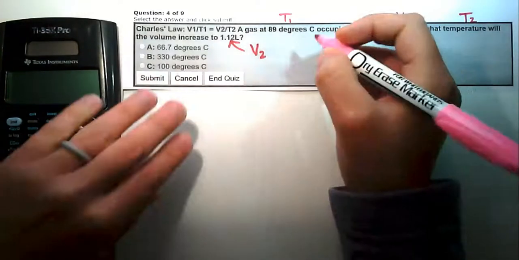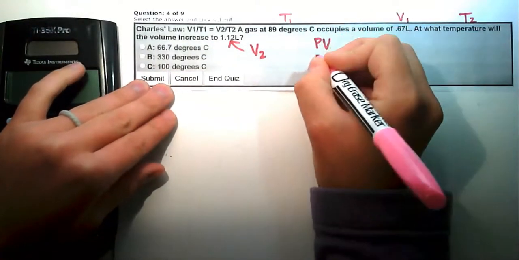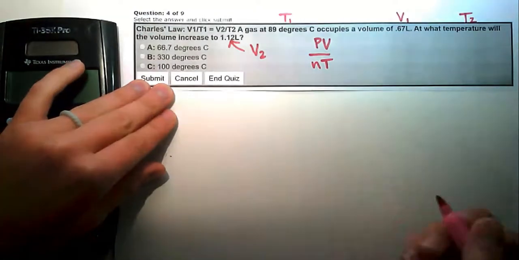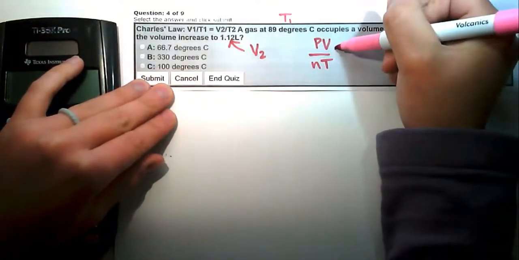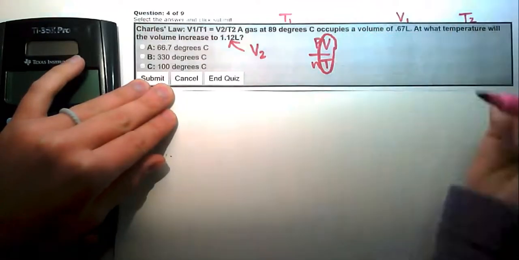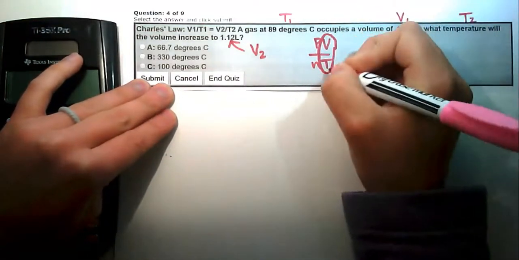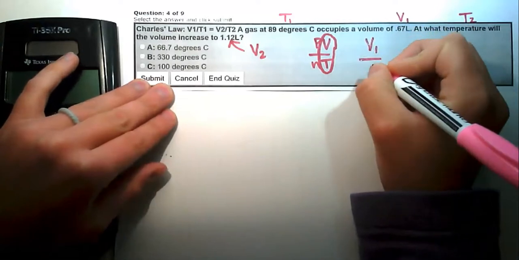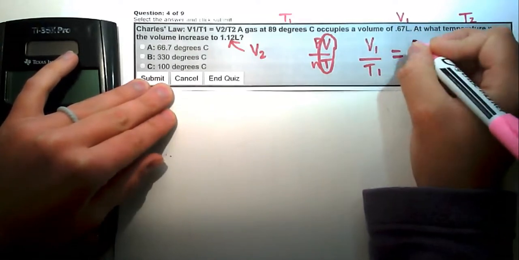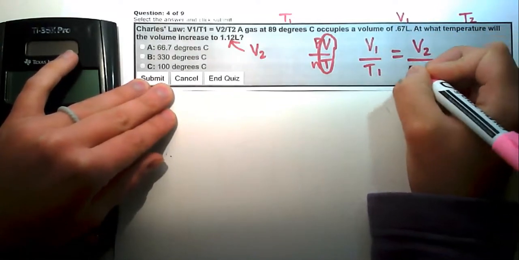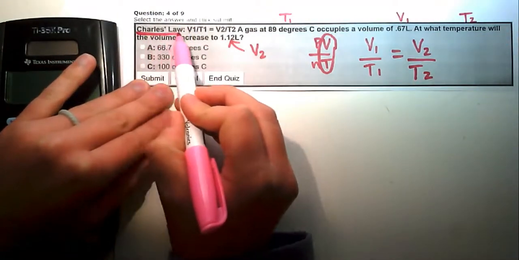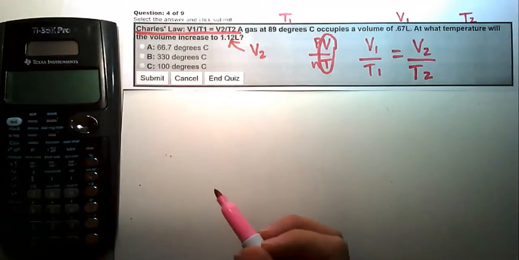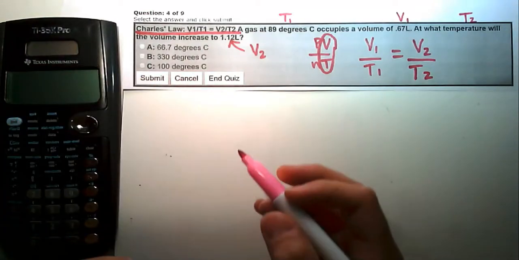If we were to take our gas law, PV over NT, and select the variables that we have, temperature and volume, so we want an equation that just utilizes temperature and volume, we would get V over T, so V1 over T1 equals V2 over T2. And we'd get the same relationship shown up here as Charles's law, which is indeed what we need to use in this problem.